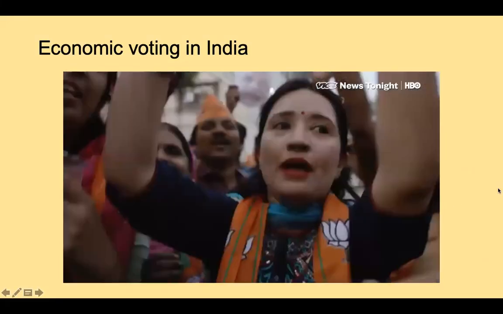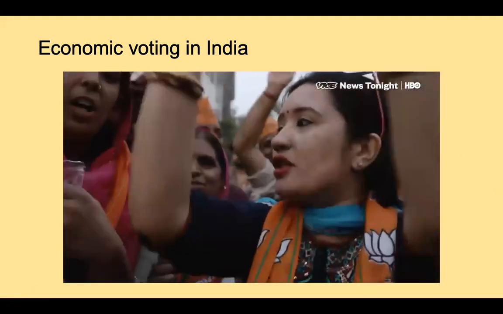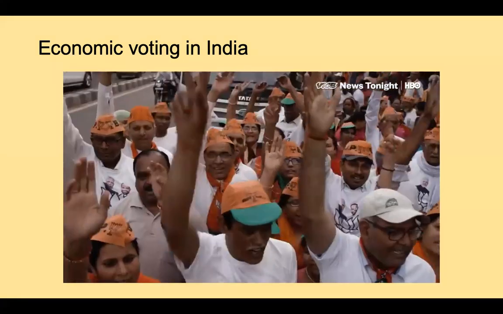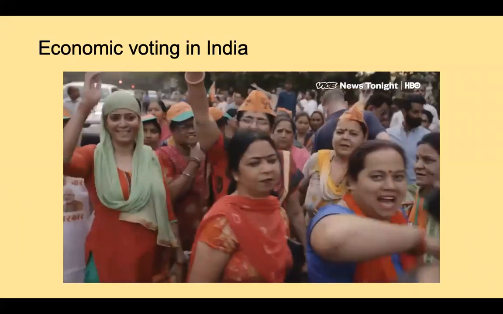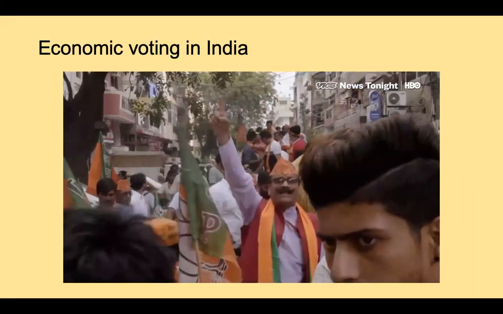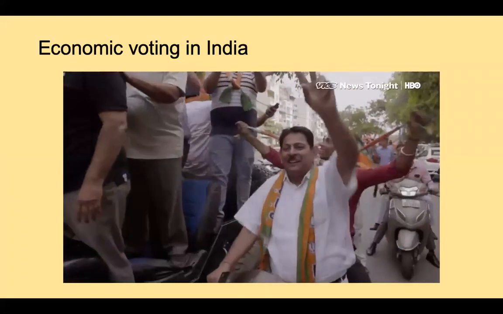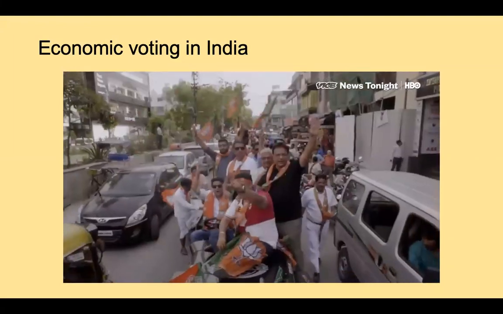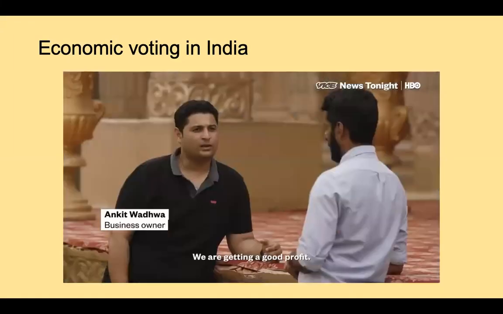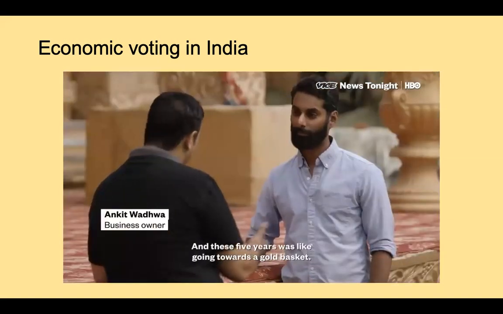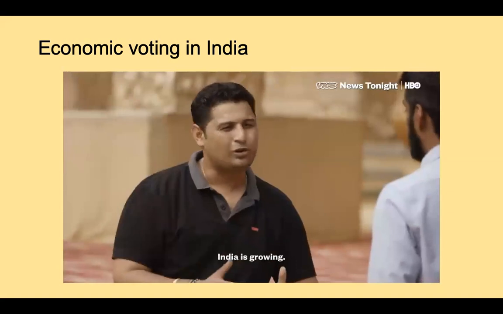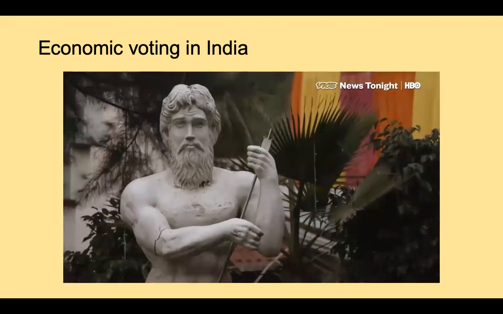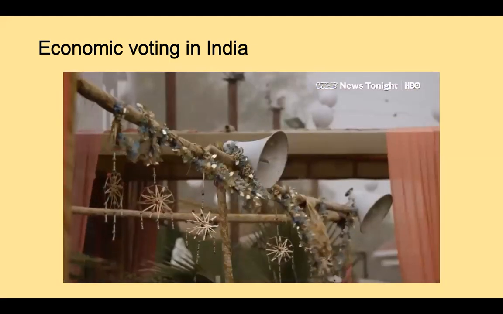Over the last 6 weeks, more than 600 million Indians voted in the country's national election, a record for the world's largest democracy. Exit polls show Prime Minister Narendra Modi and his party, the BJP, are on track to dominate India for another 5 years. If Modi ends up winning, he can thank supporters like Ankit Vadva, who's seen his fortune rise with India's growing middle class. Business are doing nice. We are getting a good profit. And this 5 years was like going towards a gold biscuit. India is growing. Vadva's opened his third business, a wedding venue, and credits Modi for simplifying the tax code and for untangling India's infamous bureaucracy.